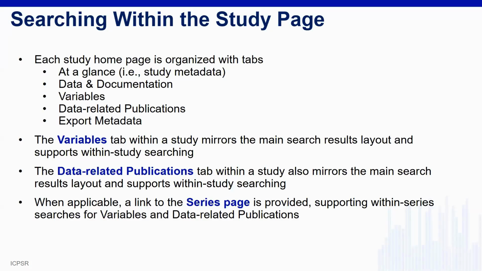The Data-Related Publications tab within a study page has a similar layout to the study search results and allows you to search within publications associated with the study, access full text links when available, and export citations. If the study is part of a series, you'll also see a link to the series page at the top of the study page. And this allows you to search across the entire series for variables and related publications, not just within the single study.